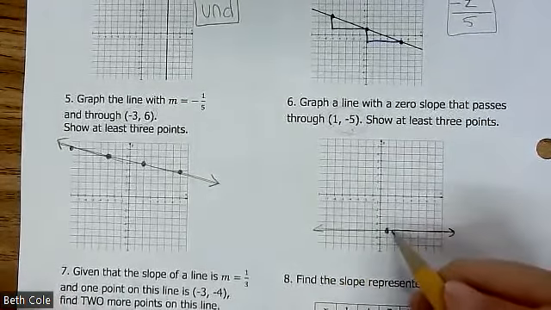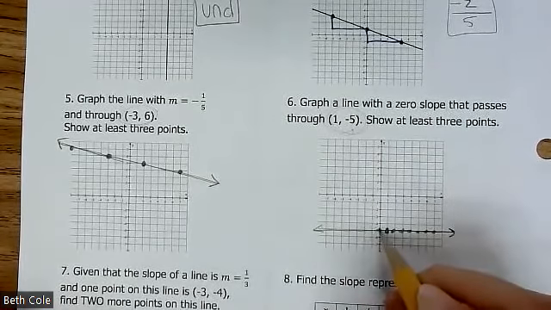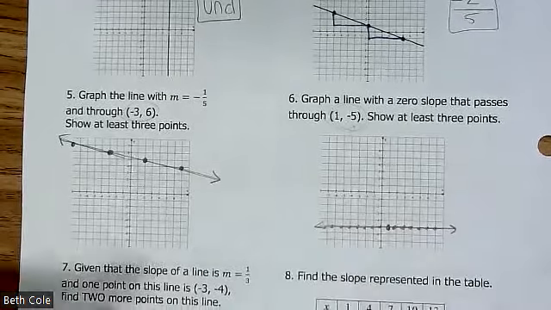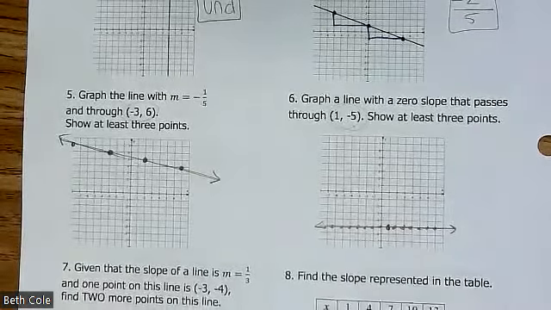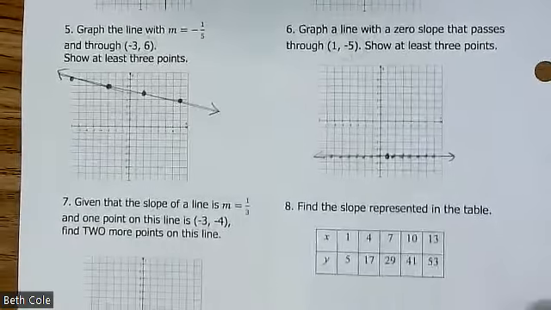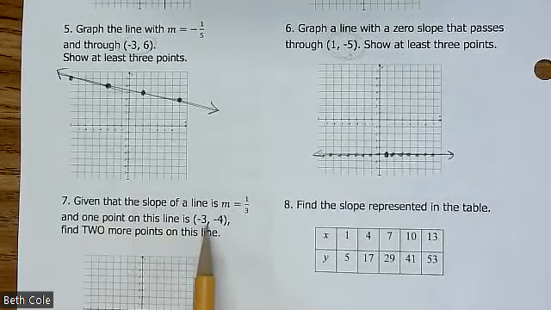Well, technically, all of these are points. Like you've shown like a dozen points. Do you get what I'm saying? Like if you don't have to bold them, it's fine if you just draw a horizontal line. That's cool. Horizontal and vertical lines are kind of like the exception to all those rules because there's just not much to them. All right, 7. Given that a slope is 1/3, 1 point is negative 3, negative 4.